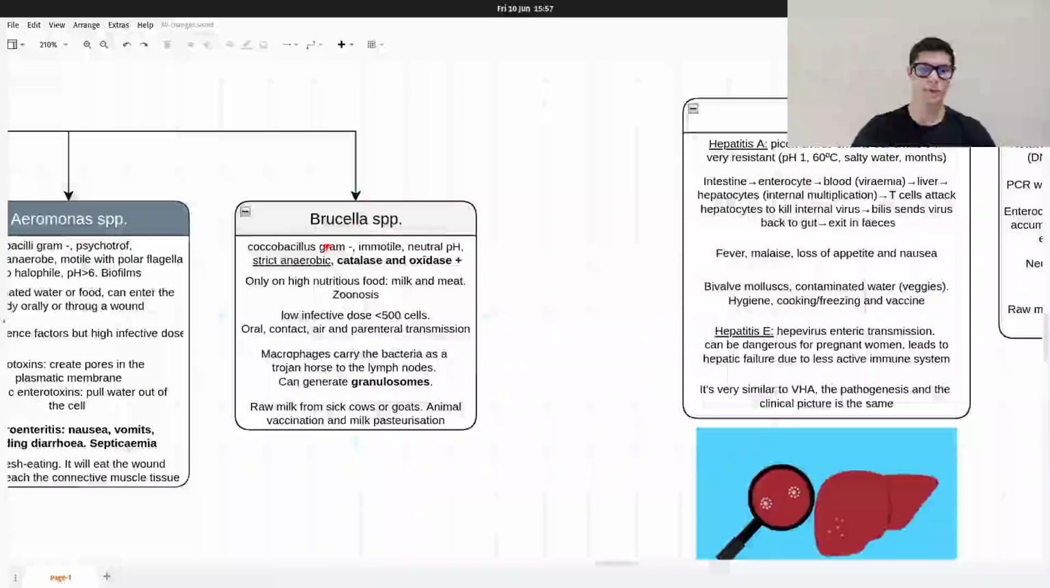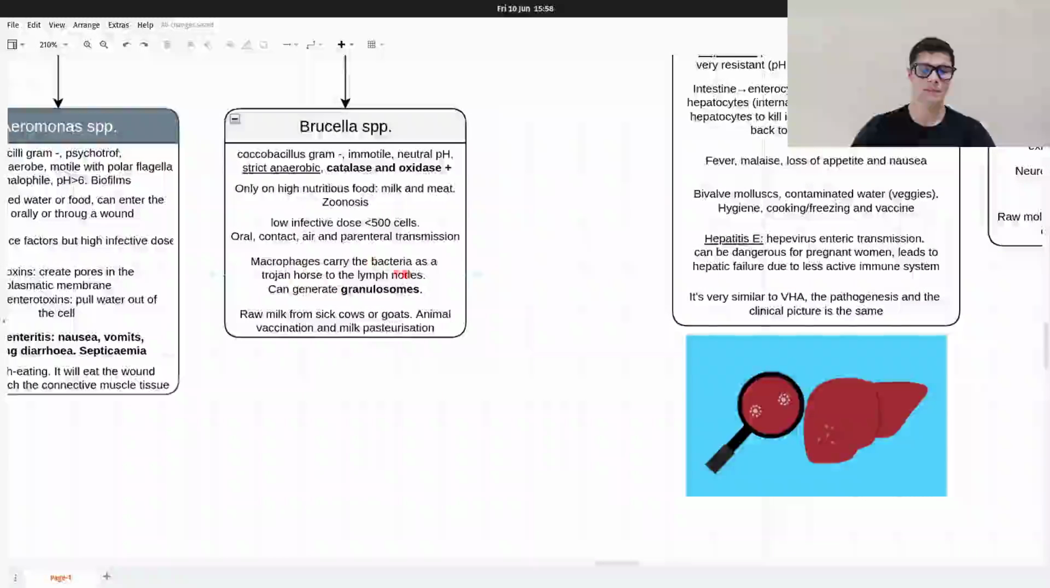And then we have Brucella. Brucella is a coccobacillus, gram-negative, immotile, neutral pH, strict aerobic, catalase and oxidase positive. Only on high nutritious food is this one present. It likes milk and meat, food with high nutrients. And it's a zoonosis because it comes from the cows. Low infective dose, under 500 cells, and the transmission can be oral, by contact, air, and parenteral.